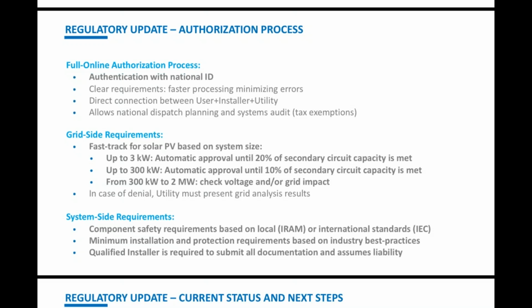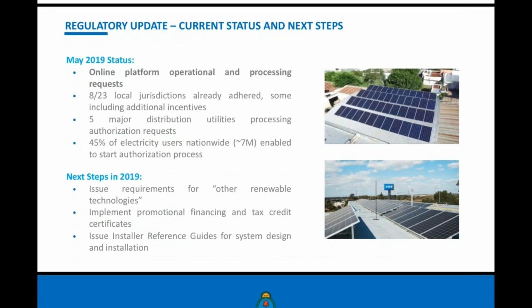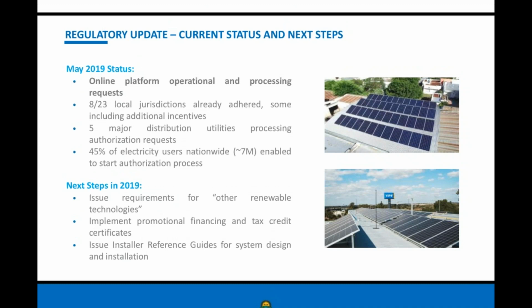So, very briefly, next steps and current status. Basically, as I said, the online platform is operational and the different jurisdictions are adhering and implementing. We already have 5 major utilities online, which represent 45% of the 16 million electricity users that we have in Argentina. And we're working on the other renewable energy technologies, micro hydro, wind, low power wind generators, etc., to include those. Of course, it won't be as simplified as solar PV, and we are also implementing all the promotion and financing and tax credit certificates for pushing forward these implementations.